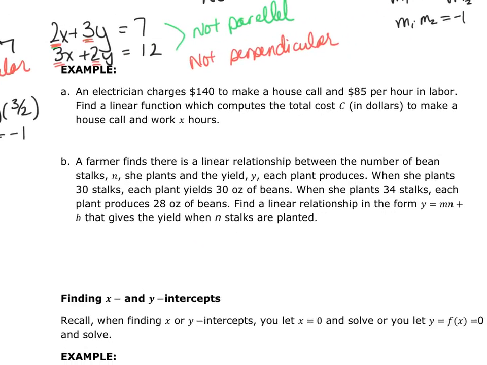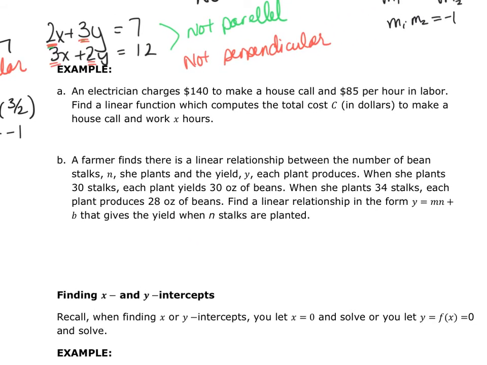All right, so if we are asked to find, and we'll spend some more time on these tomorrow when we do 2.3, an electrician charges $140 to make a house call and $85 per hour in labor.